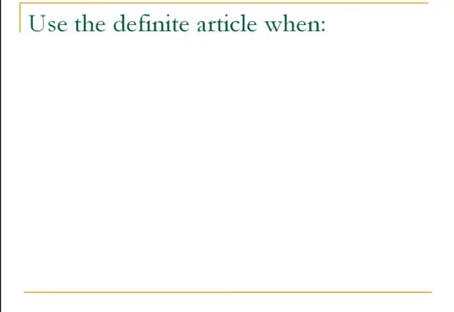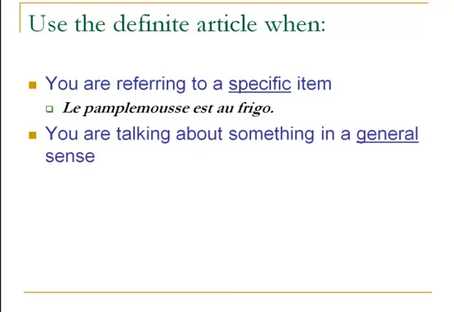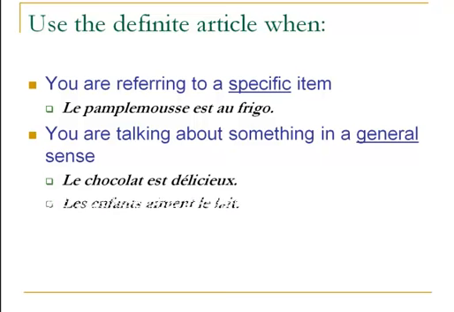So we're going to use the definite articles, which are le, la, and les, when you're referring to a specific item. So, for example, if we want to say le pamplemousse est au frigo, the grapefruit is in the fridge, we want to refer to that specific grapefruit. We'll use le in front of it. Or, and this is the time that we'll most likely use it, when we're talking about something in a general sense, like just saying, chocolate is delicious. Le chocolat est délicieux.